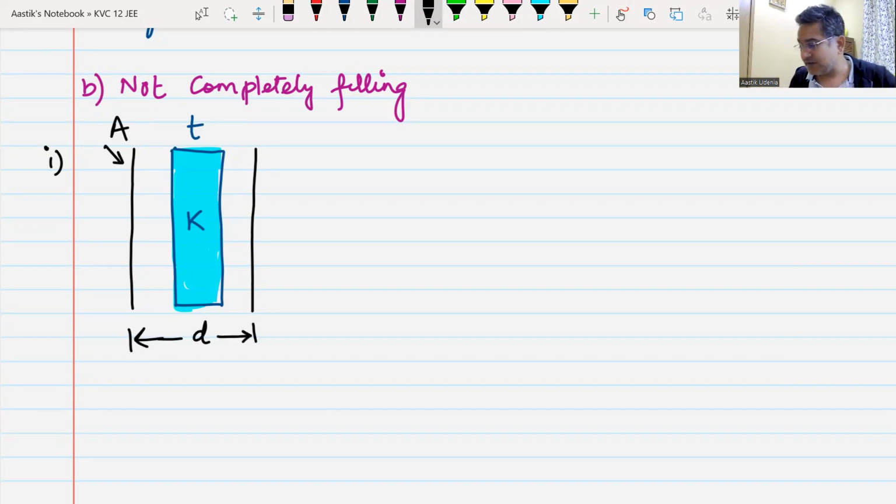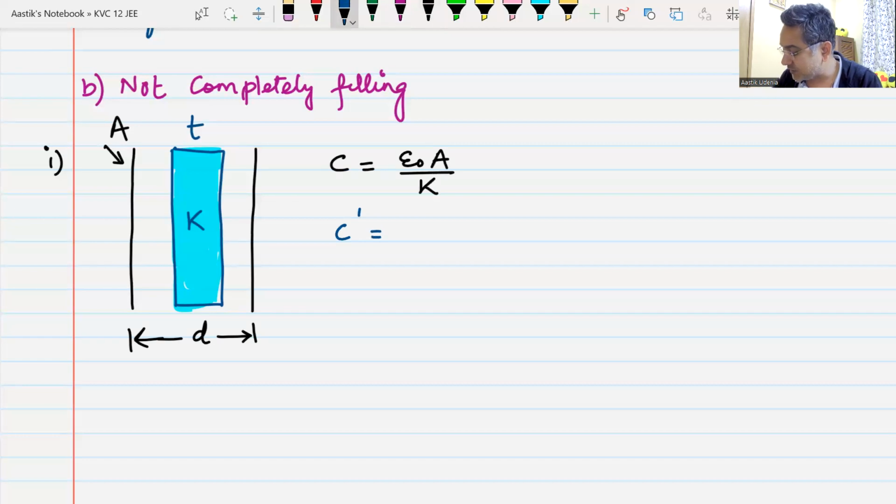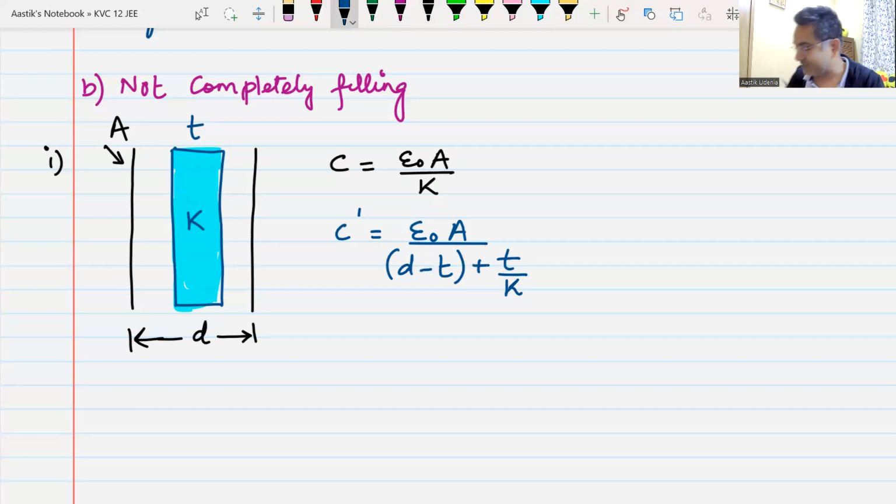Now, in this case, what is the capacitance going to be? We are not going to get into much details of that. There is no point of getting into much details. I will just write the capacitance here. The original capacitance you must understand was epsilon naught A by D. The new capacitance in this case becomes epsilon naught A upon D minus T plus T by K.